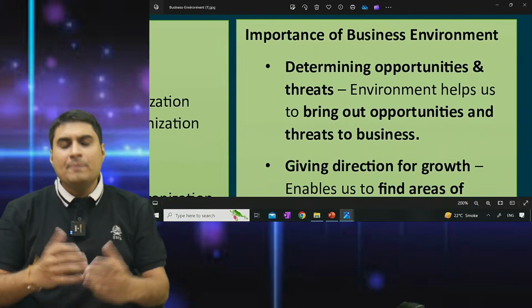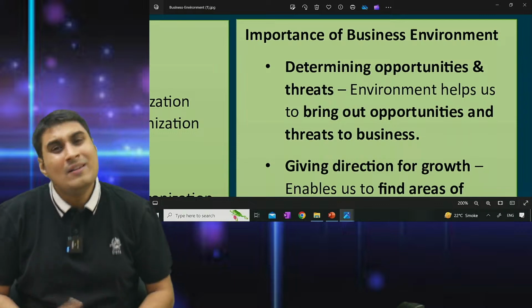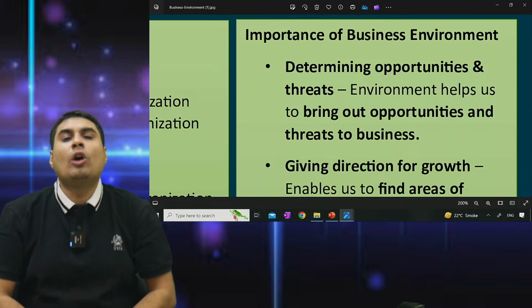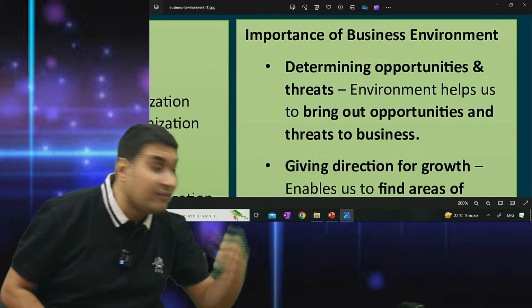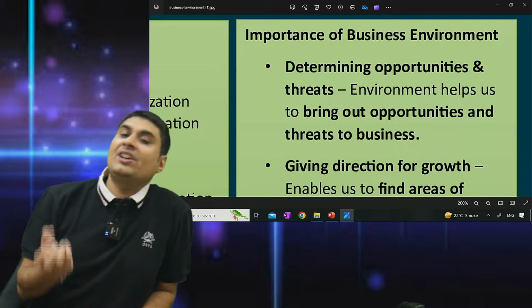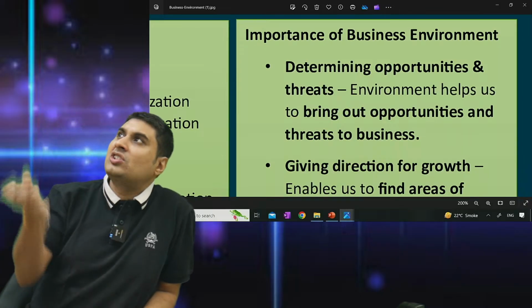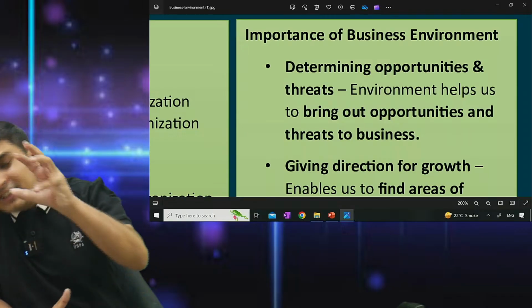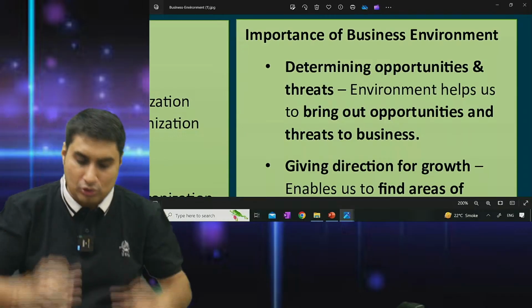Start. What's the importance of business environment? Question may come or MCQ may come. What is the importance of environment? I can determine opportunity and threat. With the help of environment, I will know where your opportunity is and where your threat is. Example: electric vehicle is an opportunity. Artificial intelligence is an opportunity. Where is the threat? Oil company is a threat. Theaters is a threat. So I can know opportunity and threat.